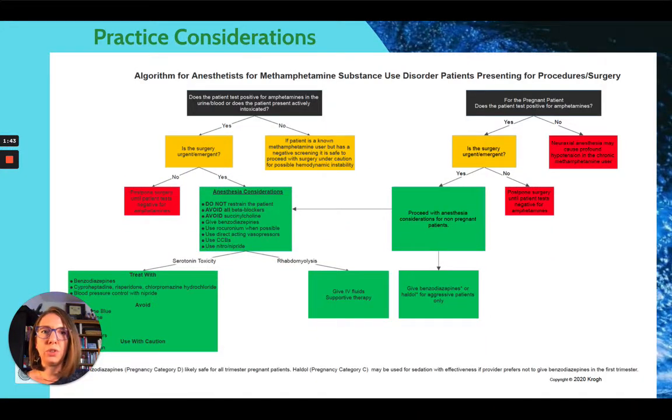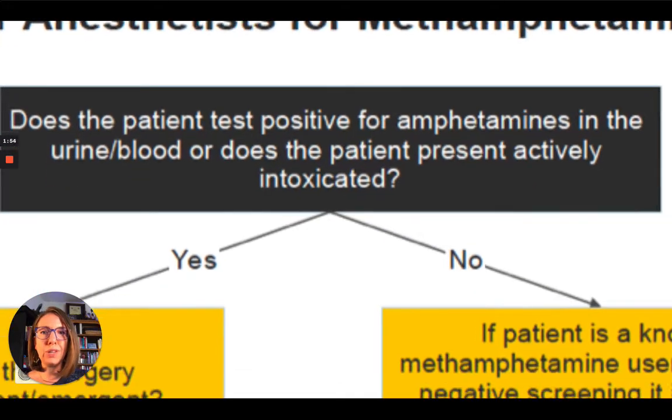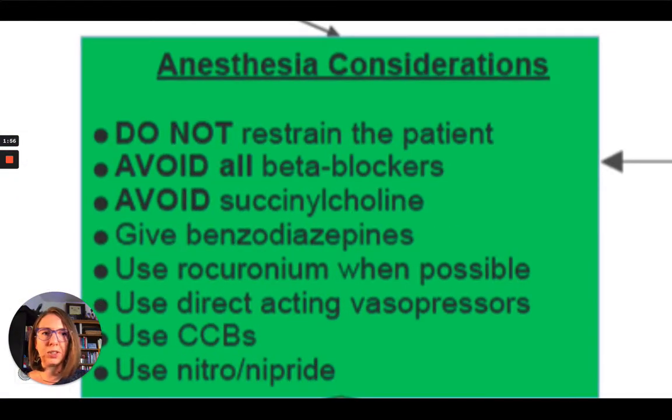So what do you do if a patient comes into the OR? First of all, if they test positive for amphetamines, I do recommend that you delay the surgery until they test negative. Things that you do not want to do: do not restrain the patient. This can cause cardiogenic shock and death. Avoid all beta blockers, selective or otherwise. Avoid succinylcholine, that's because of rhabdo.